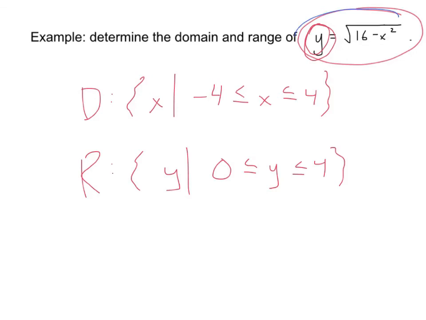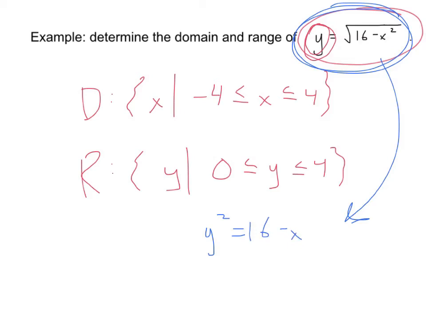One final comment here. This one is special. It's another graph that I kind of think you should know, only because if I square some things and move them around, you might recognize it. If I square both sides, I get y squared equals 16 minus x squared. If I add the x squared over, I get x squared plus y squared equals 16. You might recognize that as a circle, right?